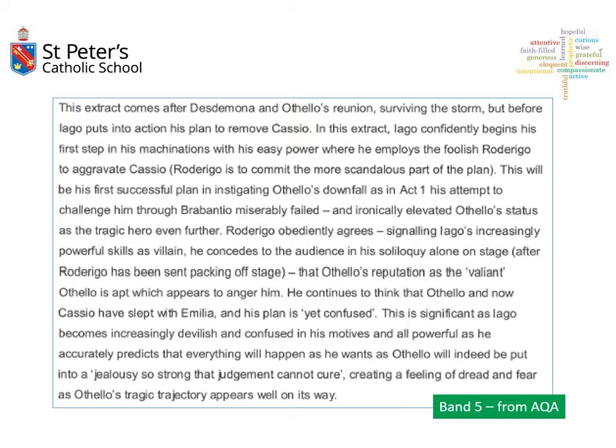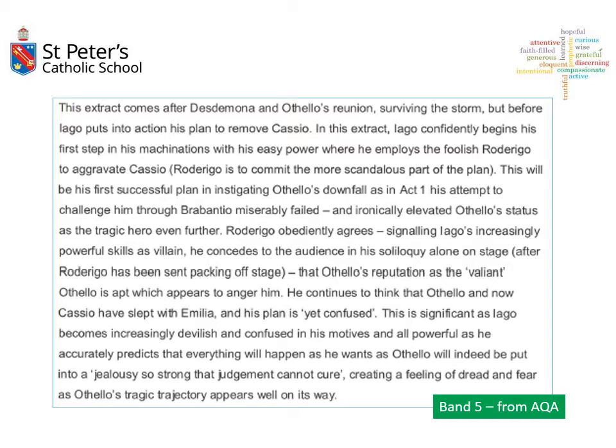And you ought to by now be going, okay, so this is from Act 2, Scene 1. It's something to do with Rodrigo. So right away, from the quality of this student's writing, you can locate the extract that they are writing about without even having it there.